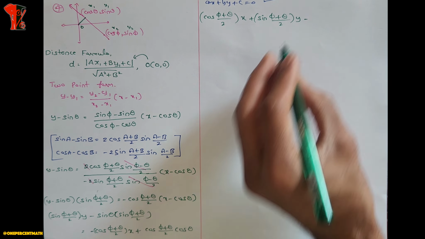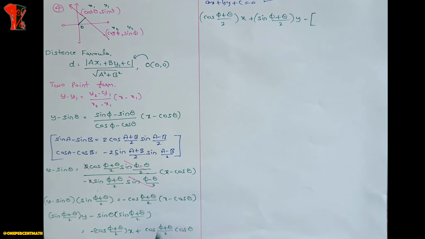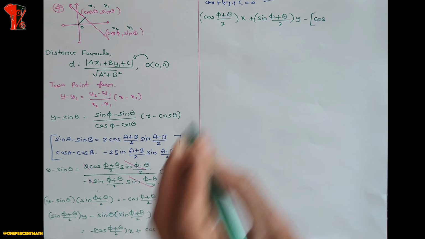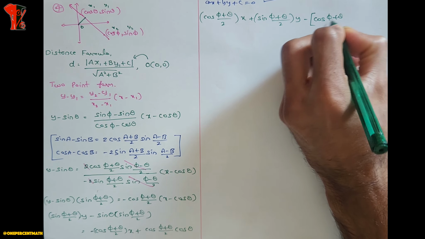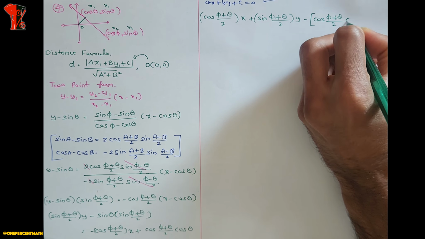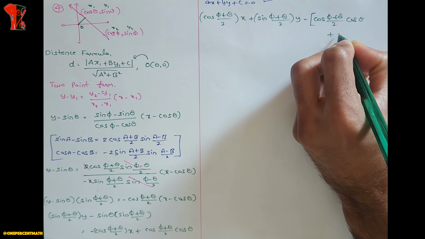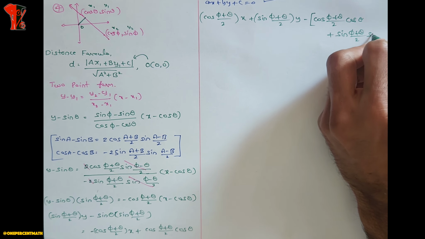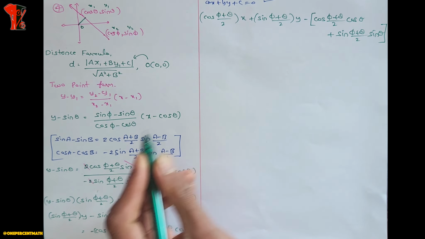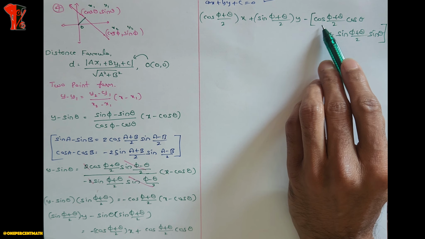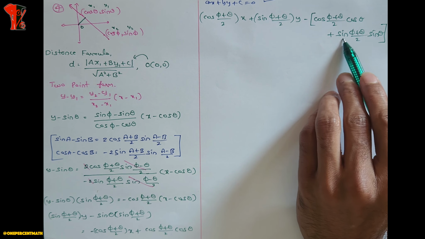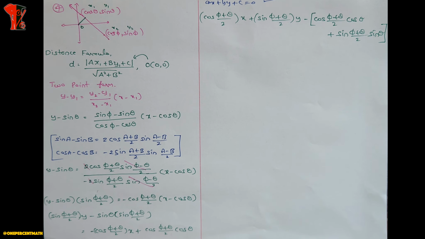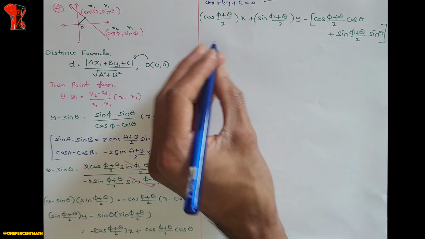So what I will get, in the bracket we'll be having cos((phi plus theta)/2) cos theta plus sin((phi plus theta)/2) sin theta. So this is what I get. Now if you look into this, it is cos A cos B plus sin A sin B. So cos A cos B plus sin A sin B is also one of the identities, correct? So let me write that identity.